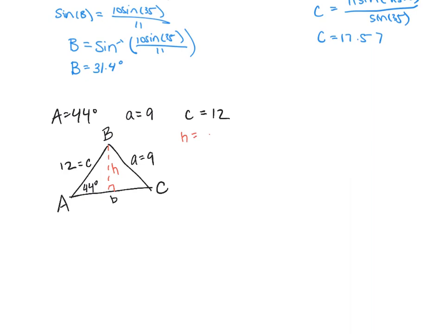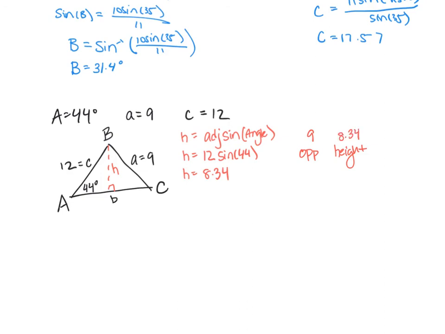So in this case, again, our height is equal to our adjacent side. That's why I don't say b sine of a, because the adjacent side is not always b. So adjacent side times sine of our angle. So in this case, that's going to be 12 times sine of 44, and that's going to give us 8.34. So first thing we do, let's compare our opposite side to our height. Our opposite side is 9, our height is 8.34, so just barely our opposite side is larger than our height.